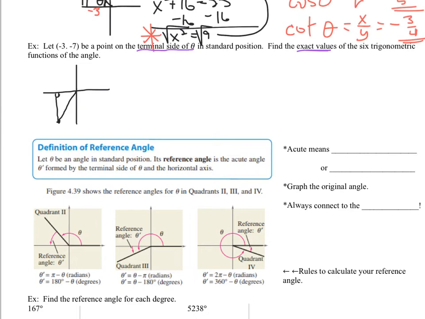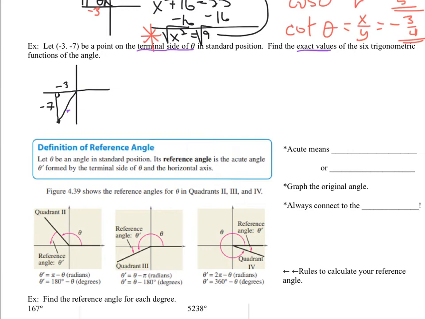Now we went 3 to the left. That means x equals -3. And the y-coordinate was -7. So we technically counted down 7 units. We need to figure out all 6 trig definitions. Let's calculate the r value. To find a missing side length, we need to do Pythagorean theorem.